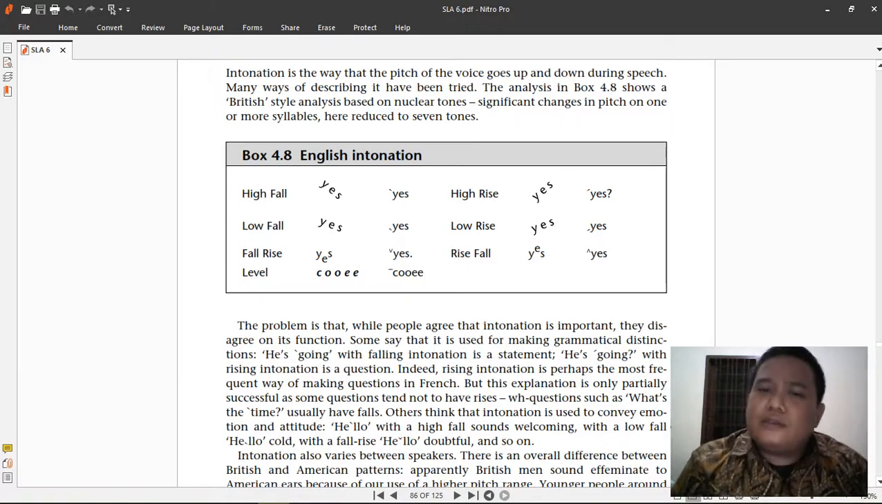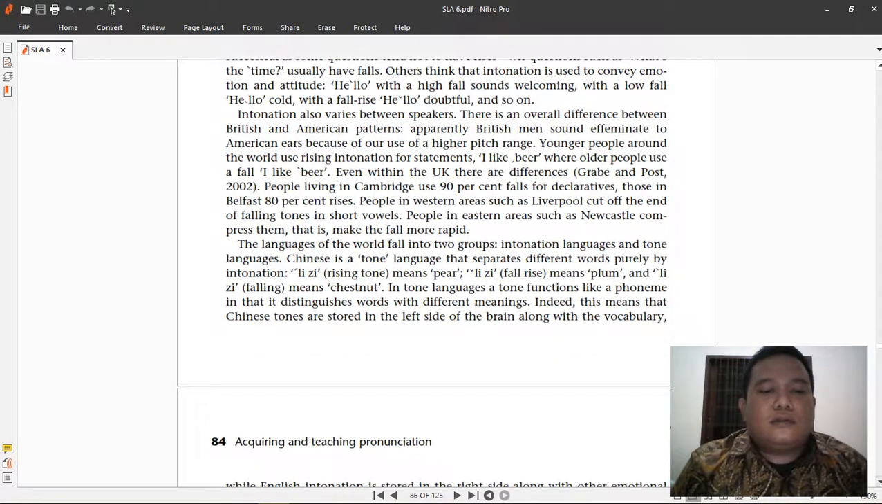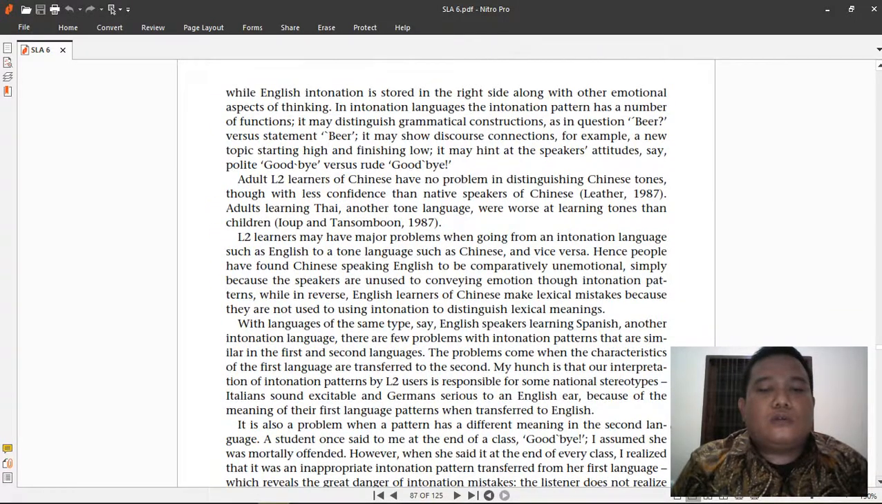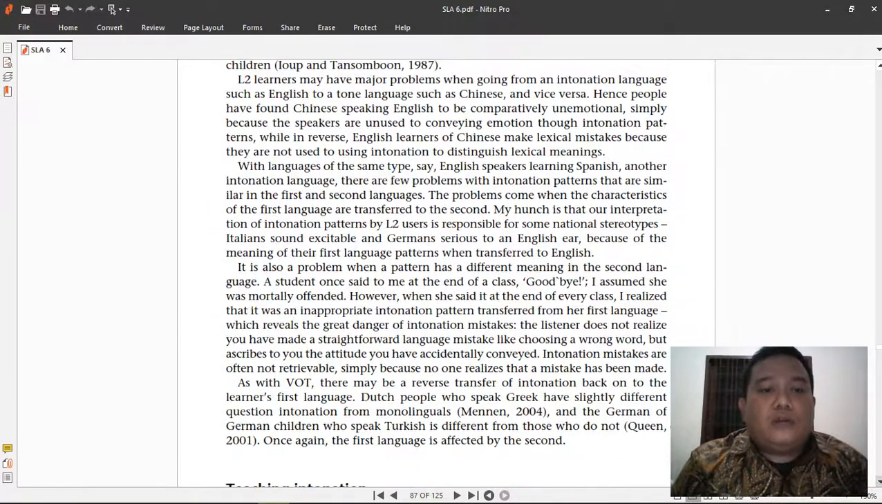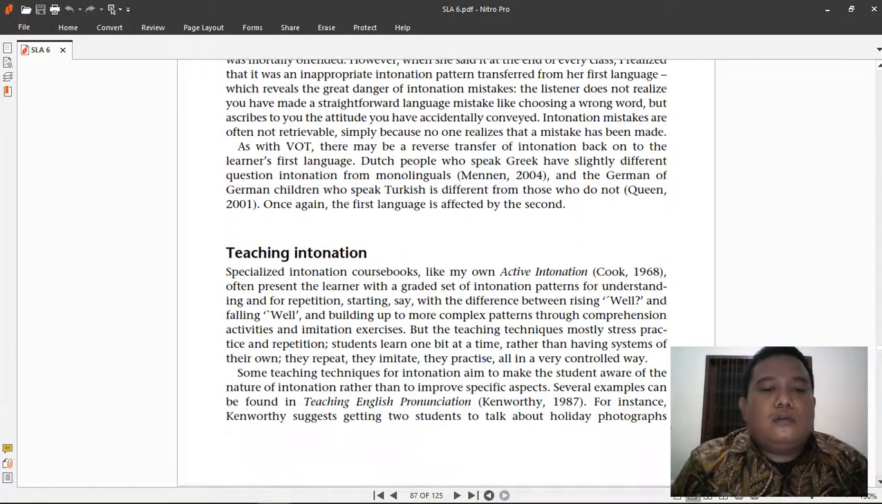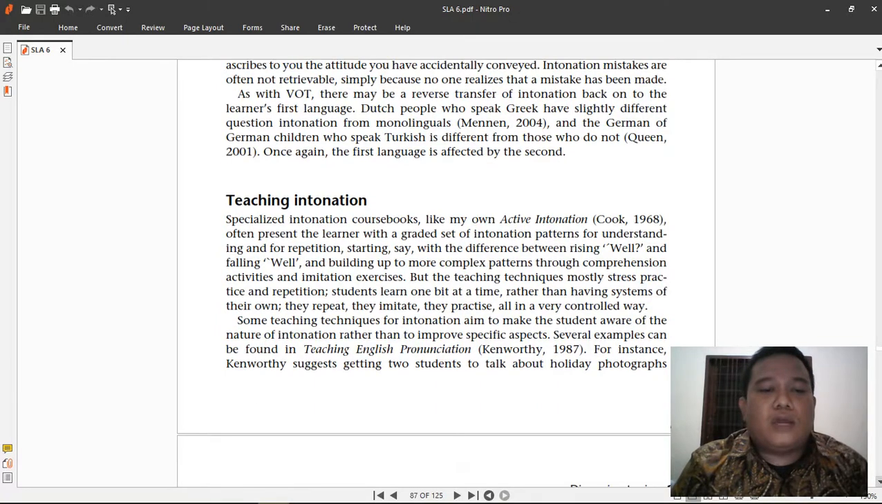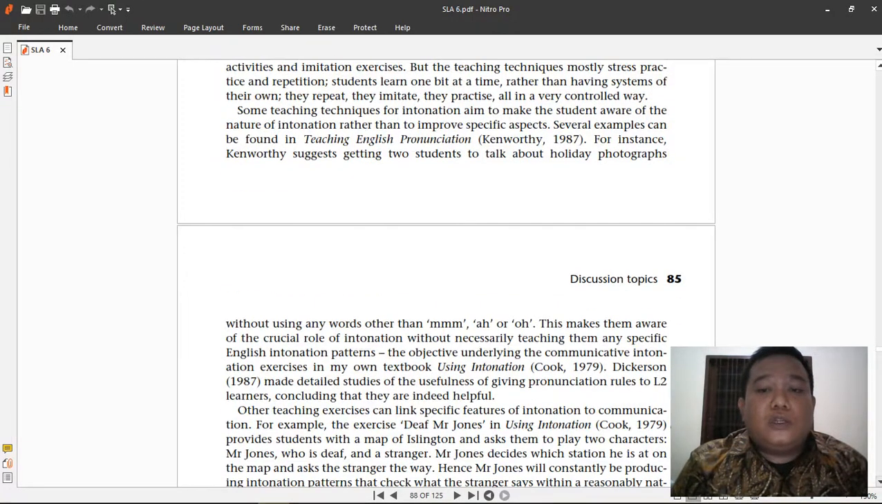Yes. See. Okay. The problem is that while people agree that intonation is important, they disagree on its function. Okay, you can read the rest. There are more examples in the text, so don't be lazy to read. Teaching intonation, specialized intonation course books like my own and blah blah blah. You may find the books on the internet.